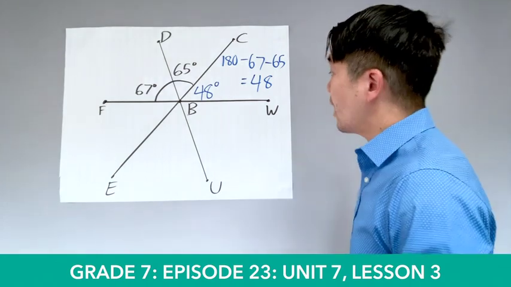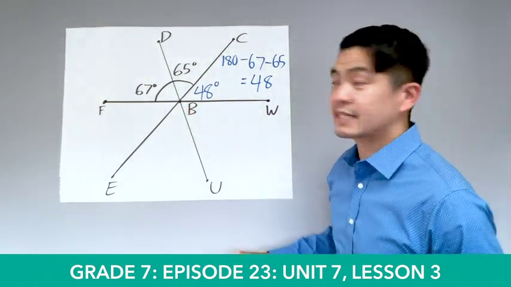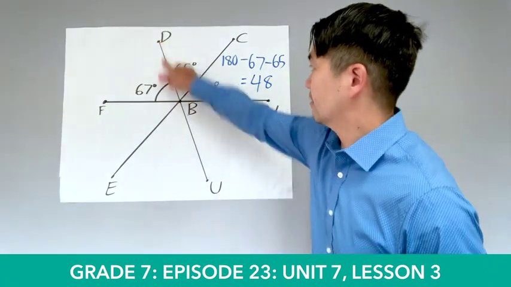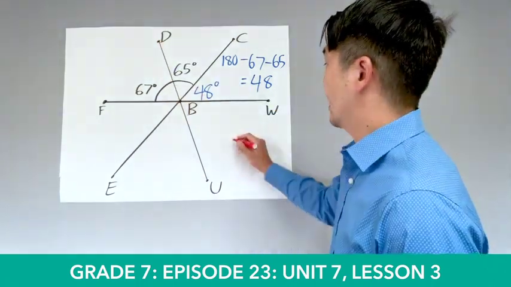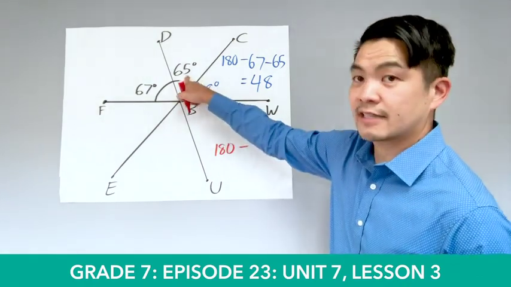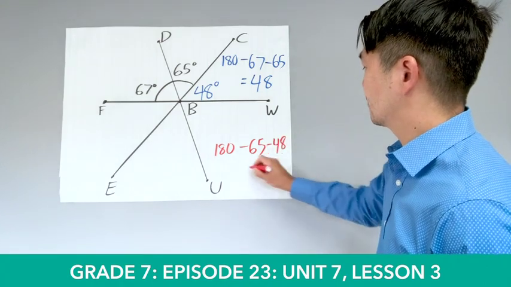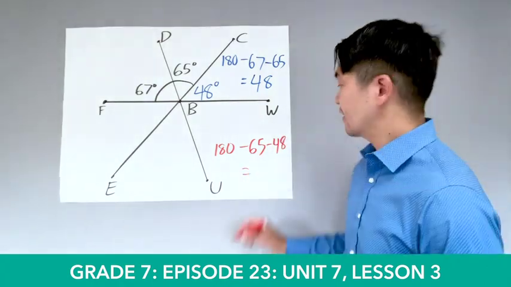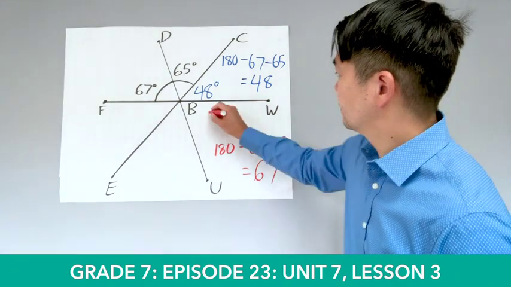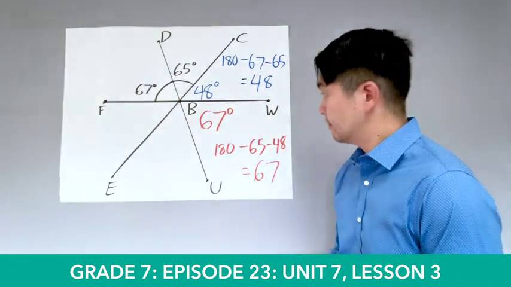I'm going to use the same process to find the angle measure for angle WBU, except this time I'm going to use this straight angle here. So again, I have 180 minus 65 minus 48, and that gives me 67. And so this angle is 67 degrees.